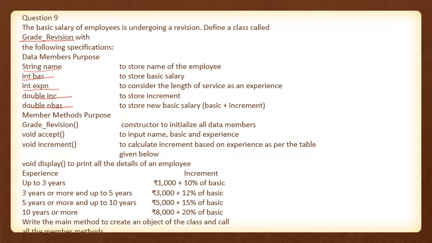Then member function GradeRevision constructor to initialize all the data members. Void accept to input. So define a scanner class object, then enter name, basic, and experience. Void increment to calculate the increment depending upon the experience. So all the conditions are based on the variable expn, that is for the experience. So increment depends upon the experience. Write a main method to create the object and class.